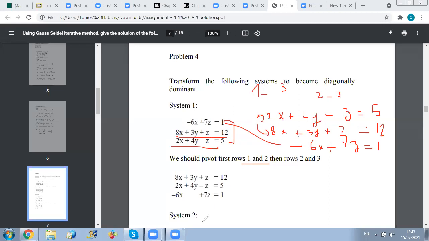Between 2 and 3. Another possibility is to pivot first 1 and 2. If I pivot first 1 and 2, the second equation will be in its place, but the minus 6 plus 7z is not yet in its place. So then I should pivot 2 and 3. So overall I need 2 pivoting. I can do different pivoting, but at the end this equation should be in the first place, this equation in the second place, and this equation in the third place.